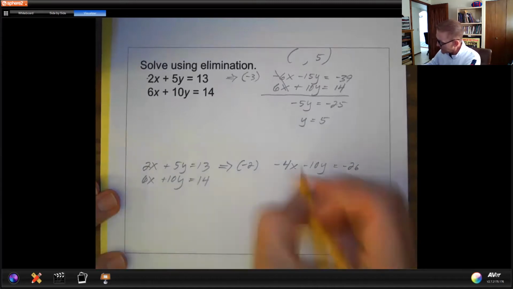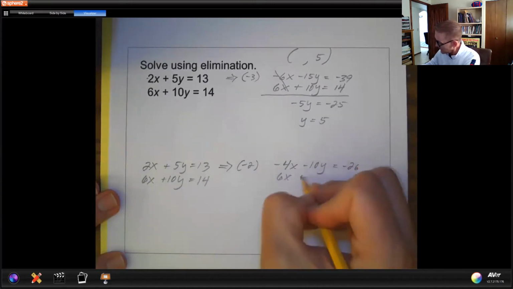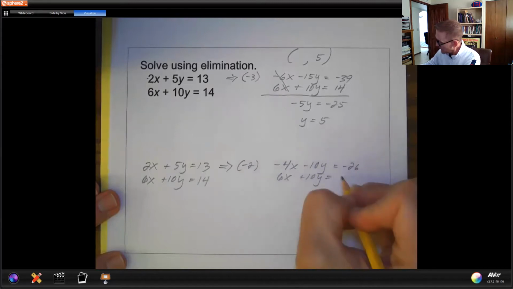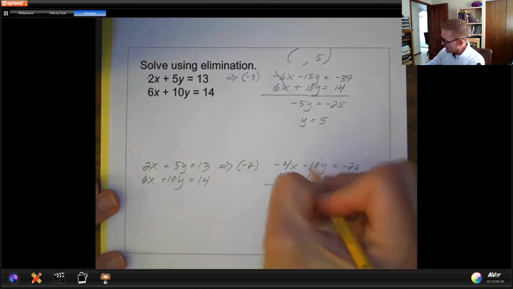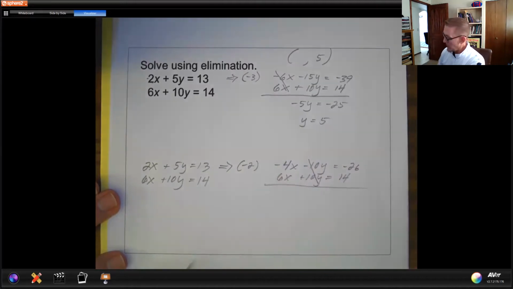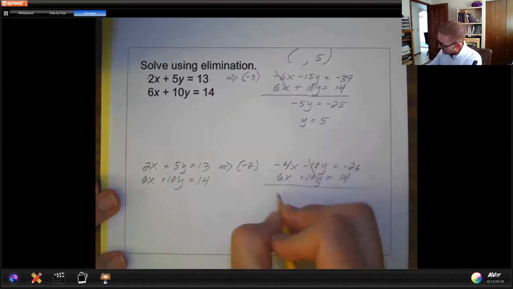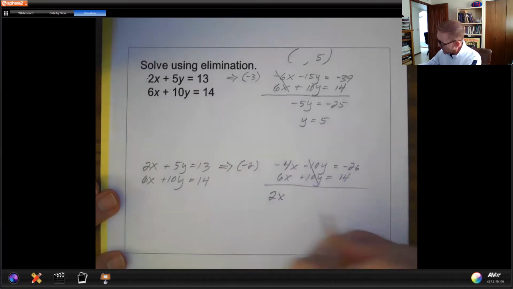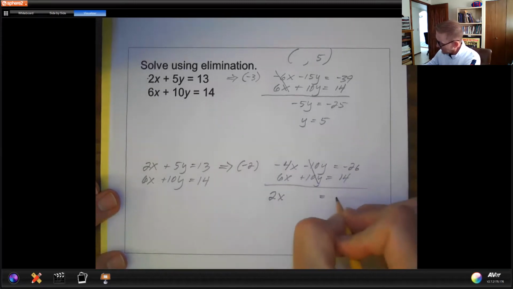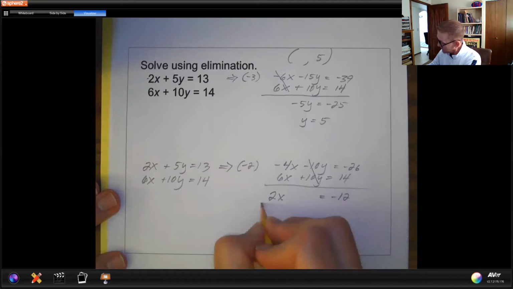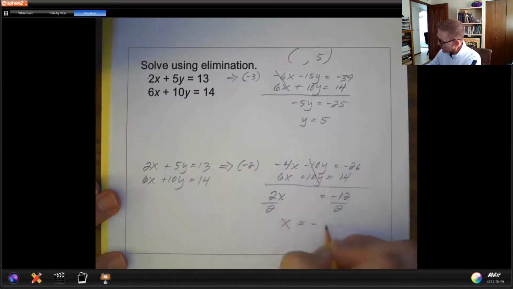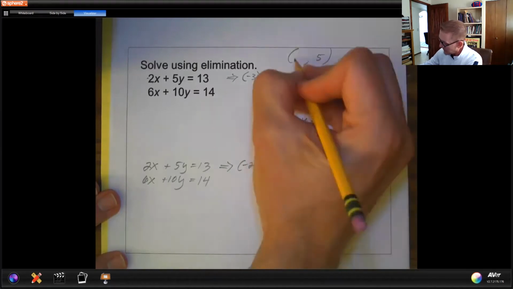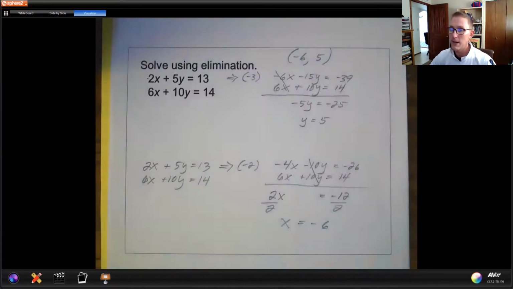And now let's bring these down. This is 6x plus 10y equals 14. Let's combine. Now the y's canceled out. -4x and 6x becomes 2x equals -12. Divide by 2, and x equals -6. And there is the other half of my answer.